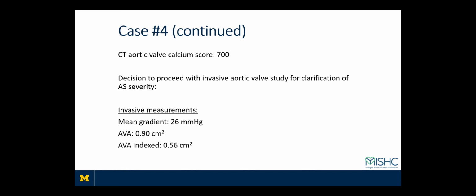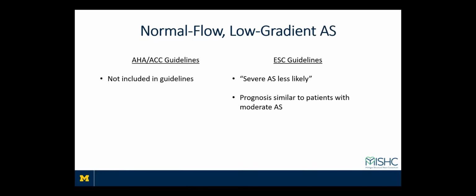And because of the significant discrepancy between the patient's symptoms and the calcium score, as well as the low gradients, the patient was recommended to have an invasive valve study, which showed a mean gradient of 26 and a severely low aortic valve area and aortic valve area index at 0.9 and 0.56, respectively. So this invasive measurement confirmed a severely low AVA, and the patient was considered to have severe aortic stenosis and treated with TAVR with improvement in symptoms.